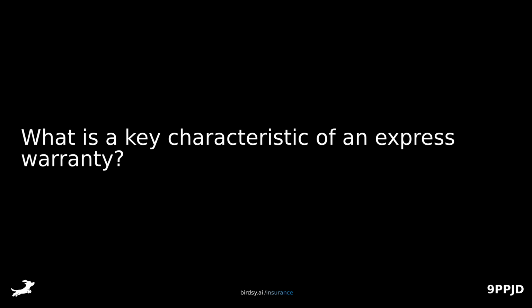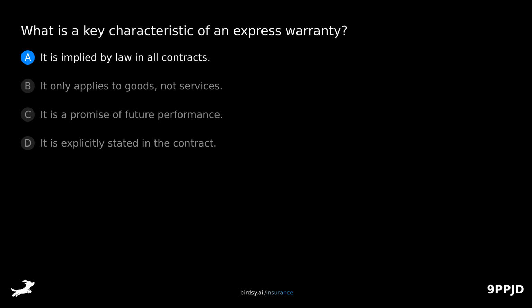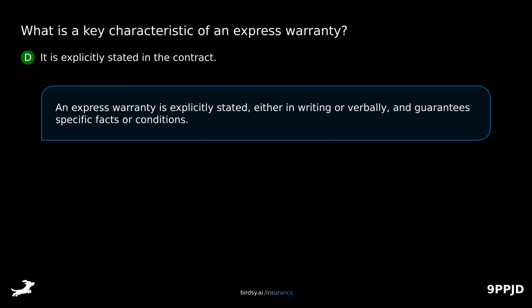What is a key characteristic of an express warranty? Is it A. It is implied by law in all contracts? B. It only applies to goods, not services? C. It is a promise of future performance? Or D. It is explicitly stated in the contract? The answer is D. It is explicitly stated in the contract. An express warranty is explicitly stated either in writing or verbally and guarantees specific facts or conditions.